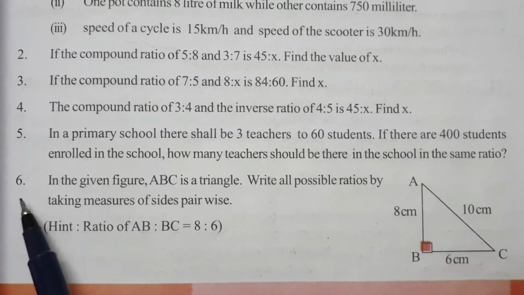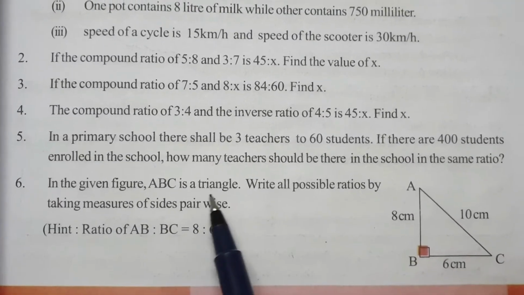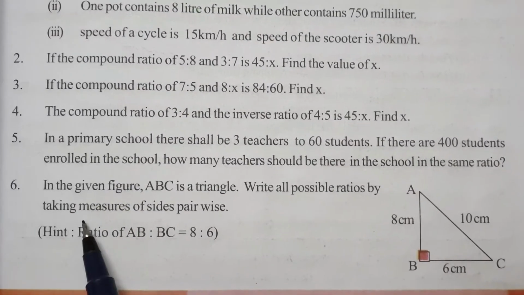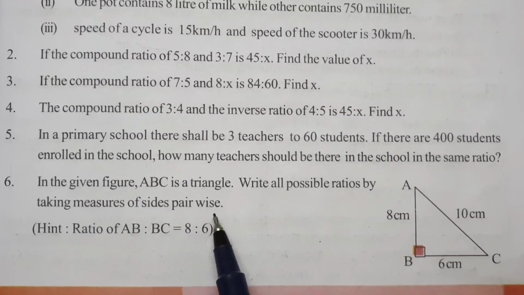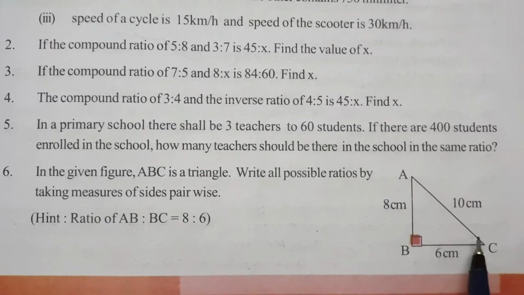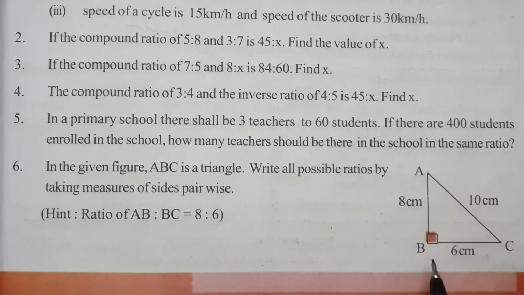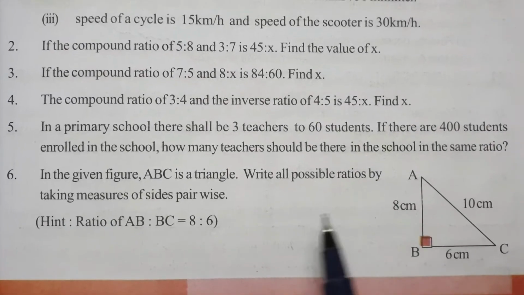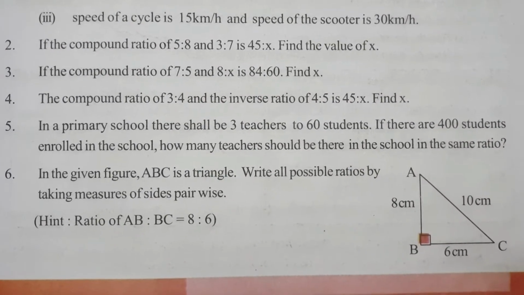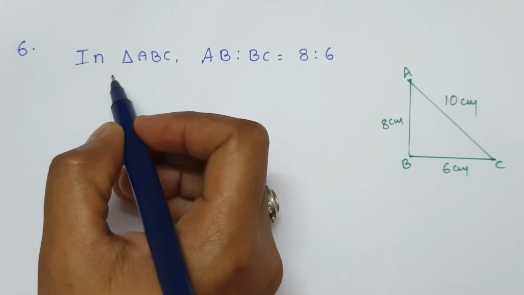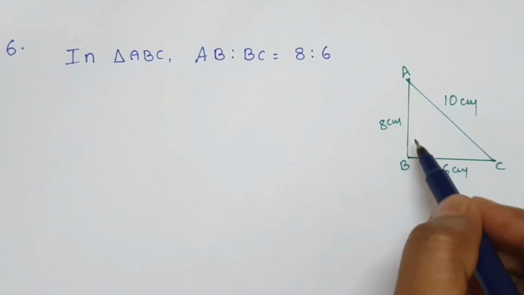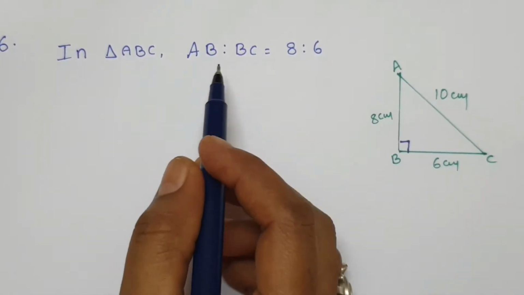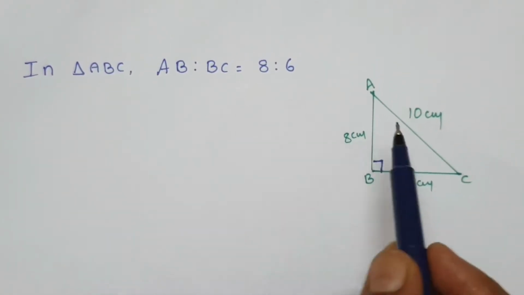Now sixth question. In the given figure triangle ABC, write all possible ratios by taking measures of sides pairwise. Means the given right angle triangle here, AB, BC, CA. Based on sides, find some ratios. In triangle ABC, observe, angle B is the right angle. Then based on sides, they are asking ratios.